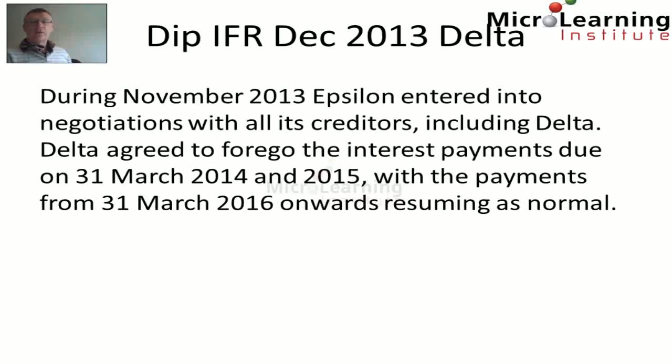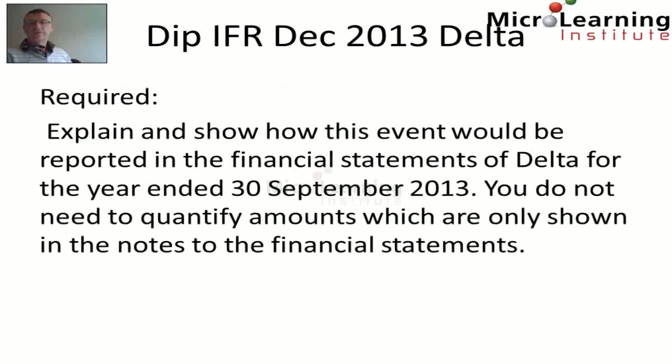Again, we're told during November 2013, Epsilon entered into negotiations with all of its creditors, and of course that would include Delta. Delta agreed to forego the interest payment due to it on the 31st of March 2014 and 2015, with the payments from the 31st of March 2016 onwards resuming as normal. So we're required to explain and show how this event would be reported in the financial statements of Delta for the year ended the 30th of September 2013. You do not need to quantify the amounts.